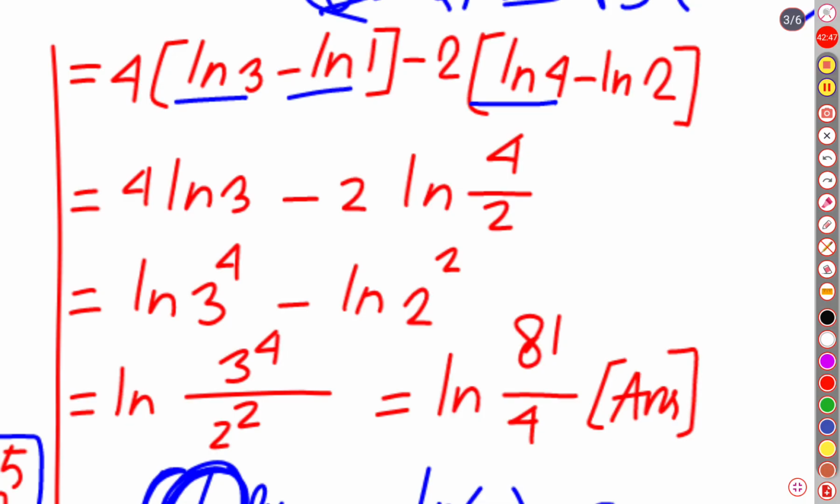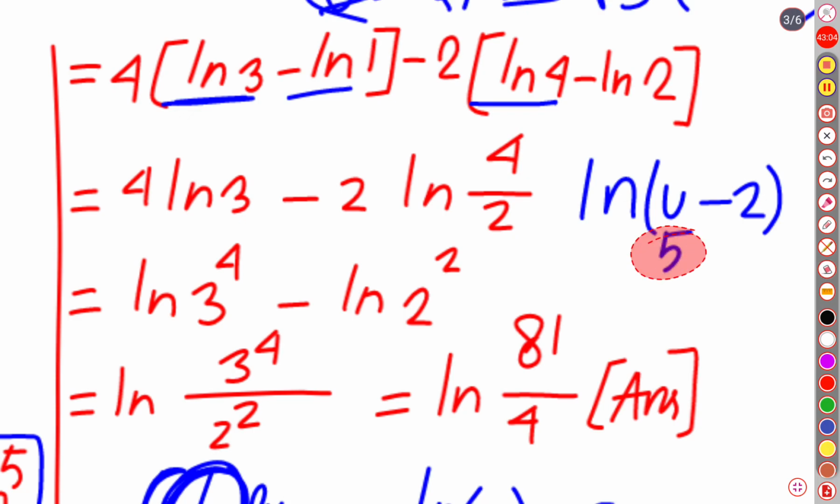Let me show you, the first function was ln u minus 2. So if u is substituted by 5, it will be ln 3. Then if u is substituted by 3, 3 minus 2 is equal to 1, we have written ln 1. The second function was ln u minus 1. For the second function, if u is substituted with 5, then ln 4, 5 minus 1, 4.